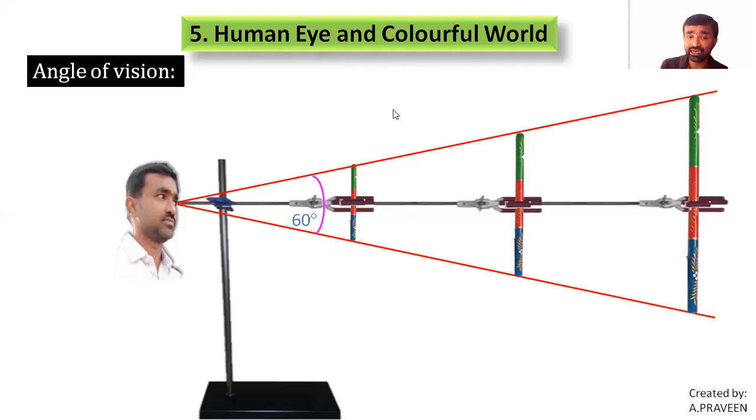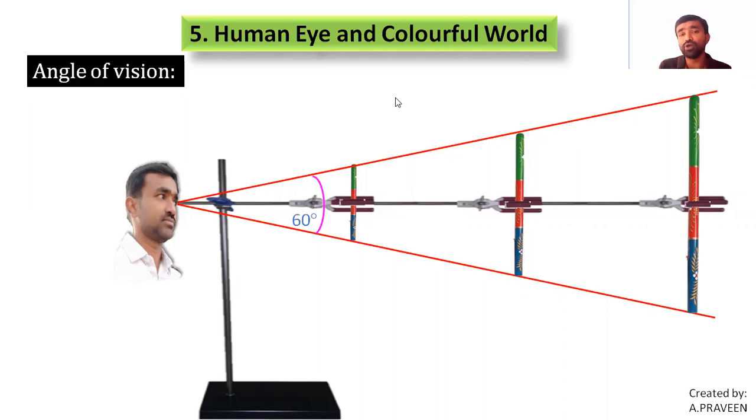So this angle of 60 degrees helps you to see the top and bottom at a time of objects having different heights in front of your eye, but not at the same distance. Observe clearly, all the objects having different heights are placed at different distances from you. Then only you are able to see them completely, top and bottom.